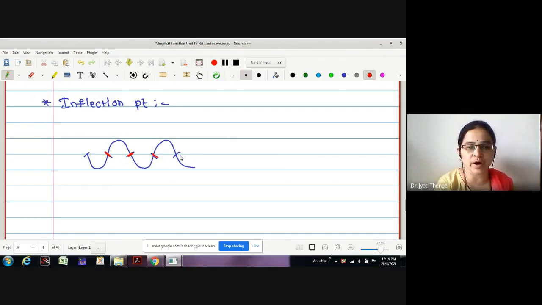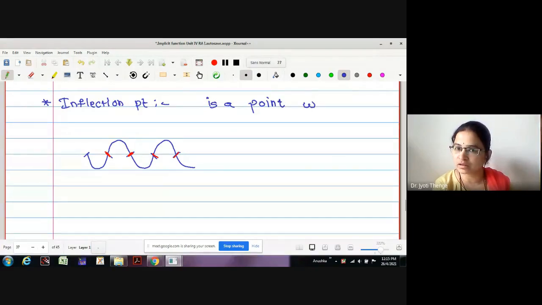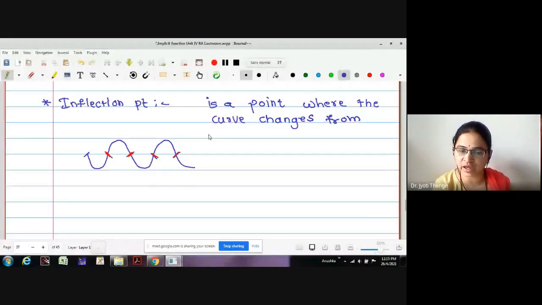So these are the points at which the nature of the curve changes, and these points are called the inflection point. The inflection point is a point where the curve changes from being concave to convex, or vice versa.